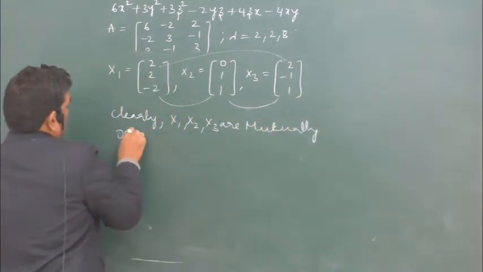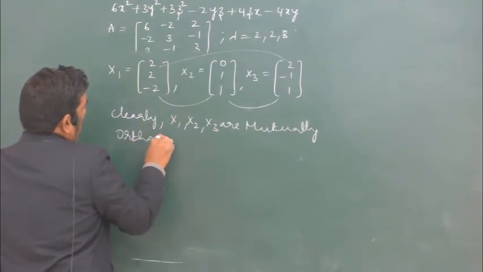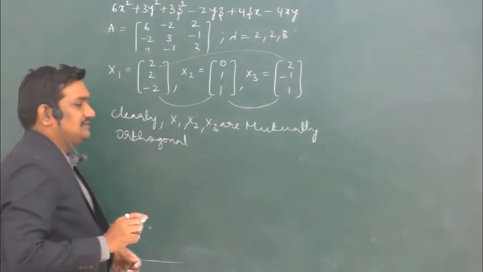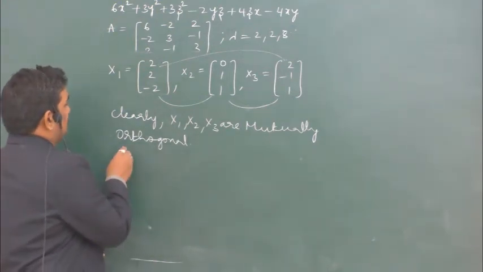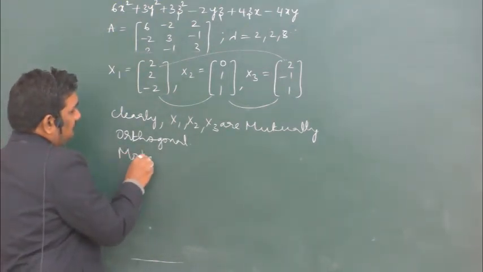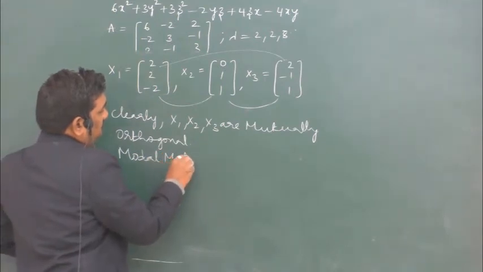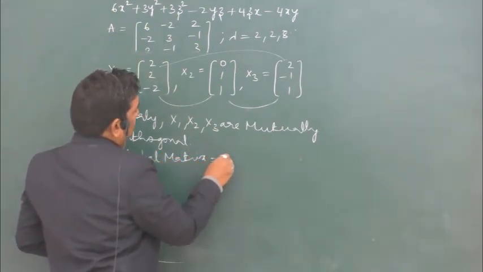Okay, so this is the important verification. All the three vectors must be mutually orthogonal. Okay, then let us form the model matrix. It is denoted by P.